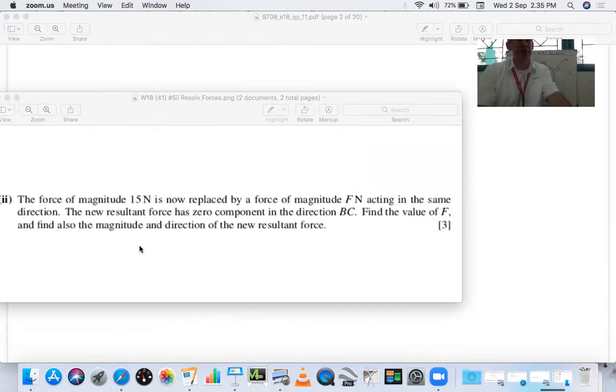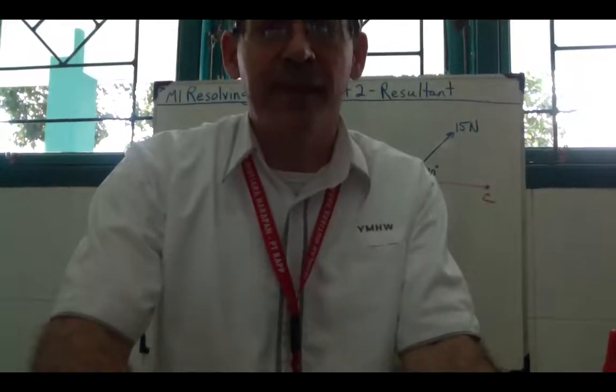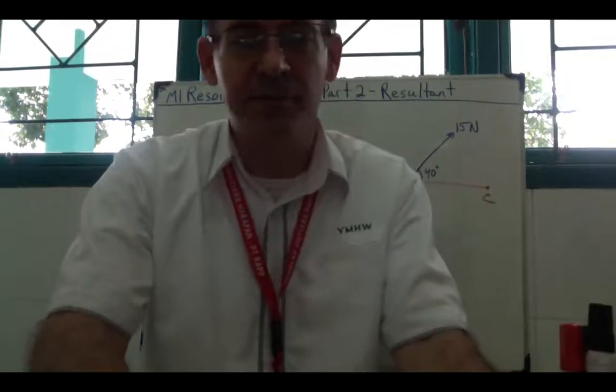Then in the second part, it says the force of magnitude 15 is replaced with this unknown magnitude force F acting in the same direction, and that the new resultant has a 0 component in the direction of BC. Find the value of F and also find the magnitude and direction of the new resultant force. So let's go back to our screen and get ready to start this problem here.